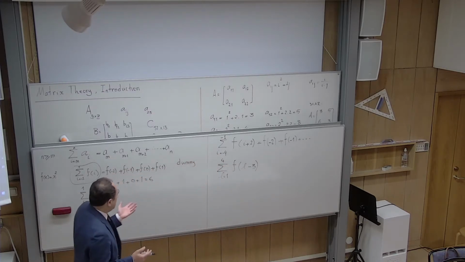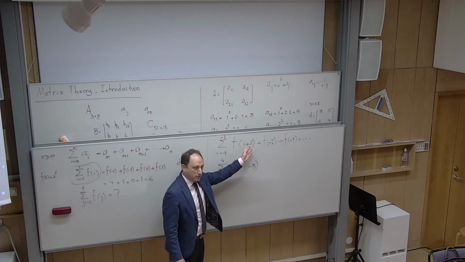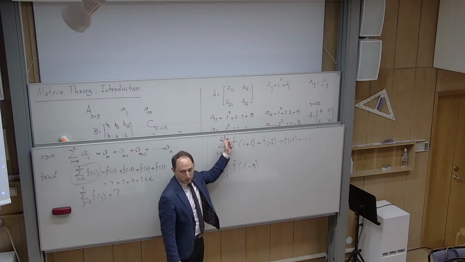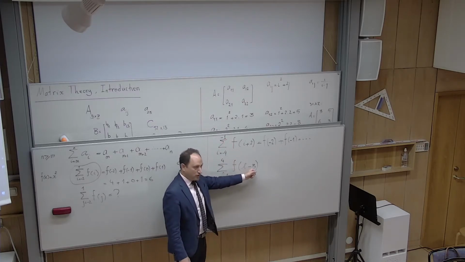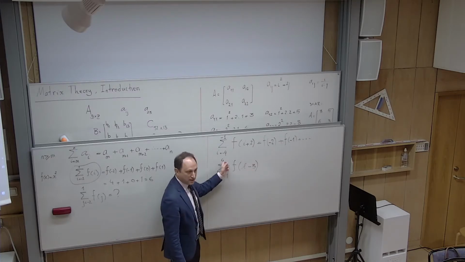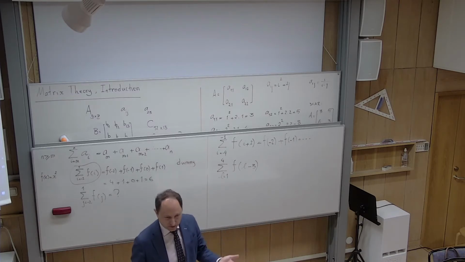So this is clear. When you add something to the counter inside the sigma to compensate for that, you have to subtract the same number from both the lower limit and the upper limit. If you are subtracting something from the counter in the sigma, you have to compensate that by adding the same number to the lower limit and upper limit. It's very trivial.